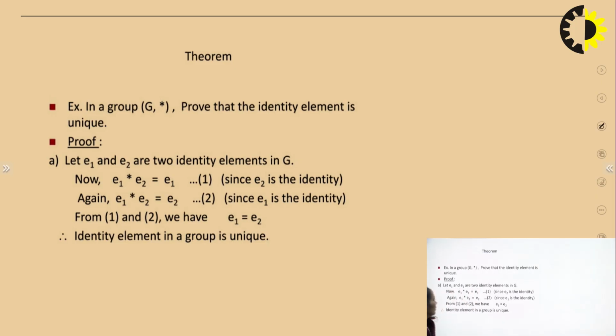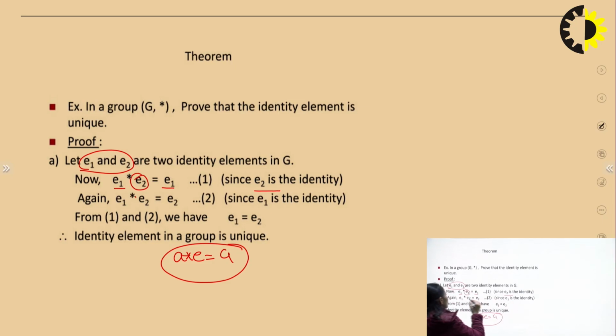How can we show this? Suppose there are 2 elements E1 and E2. These are the 2 identity elements. So what is the property of an identity element? If we multiply the identity element with another element, we will get the element. So we are using this property. Here E1 and E2 are the 2 identities. So E1 into E2 is equal to E1. Why? Because here we are considering E2 as the identity. So if we multiply E2 with E1, we will get E1.